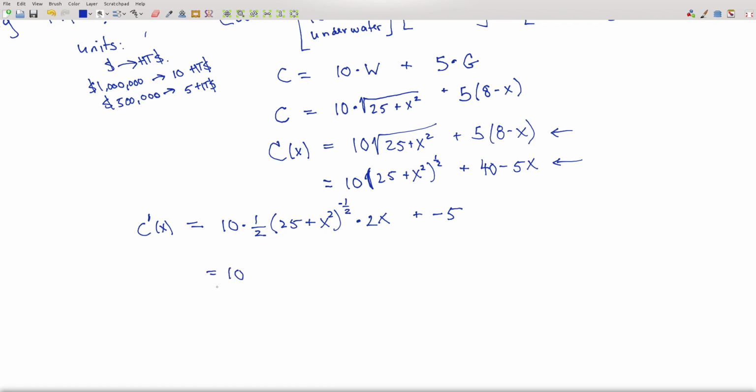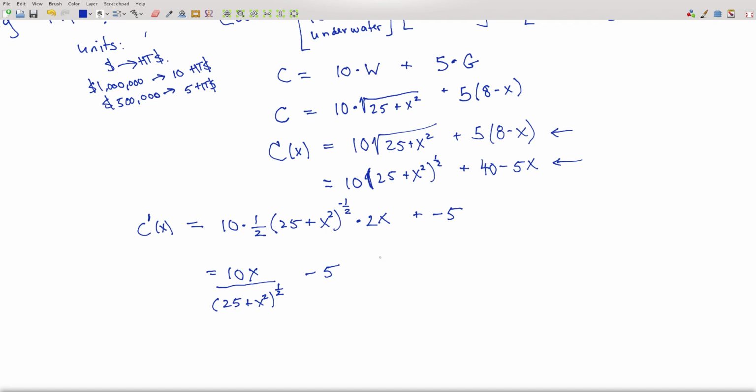It's actually 10 over, if I take care of this negative 1/2, it's 10 over the quantity 25 plus x squared raised to the 1/2 power. Oh, and then this x is up in the numerator, so it's 10x over the quantity 25 plus x squared to the 1/2 power. And then just minus 5. That is what the derivative is, and it's not such a bad form.